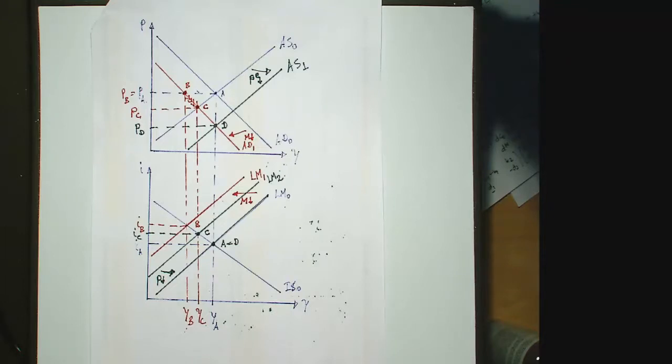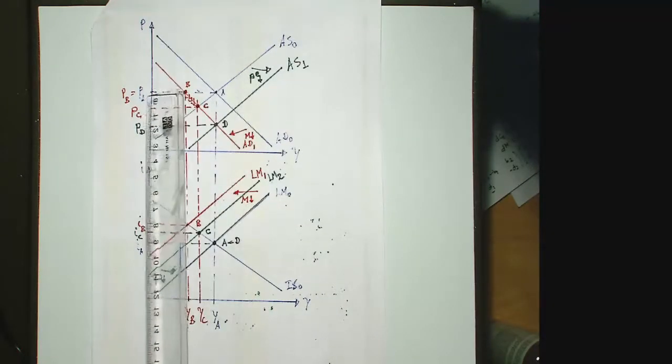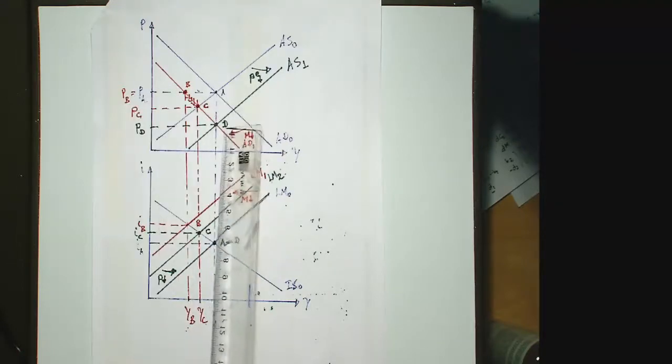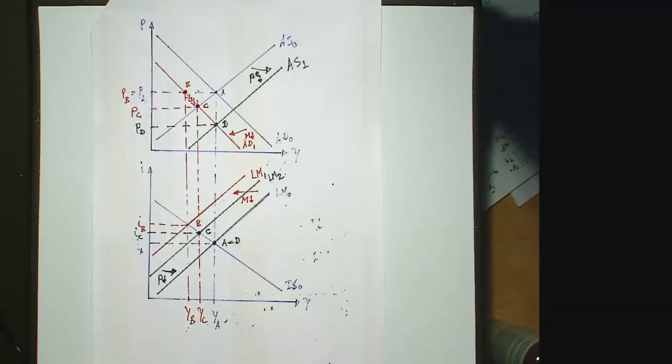So here at our new equilibrium point D, price is lower than the initial price level, because at point A in equilibrium we had price PA or PB. But now at our new equilibrium D, we have a price PD, which is lower than the price PA. However, we can see that the interest rate came back to its previous equilibrium level IA, and the income level is also returning to its natural level of income, which is represented by YA in our diagram.